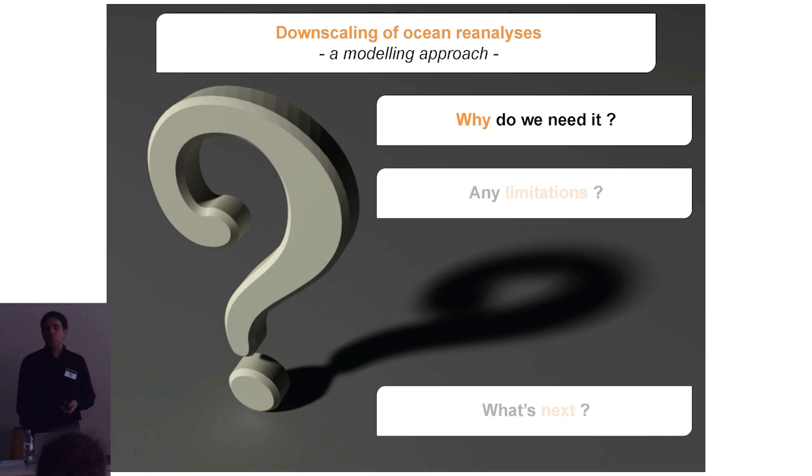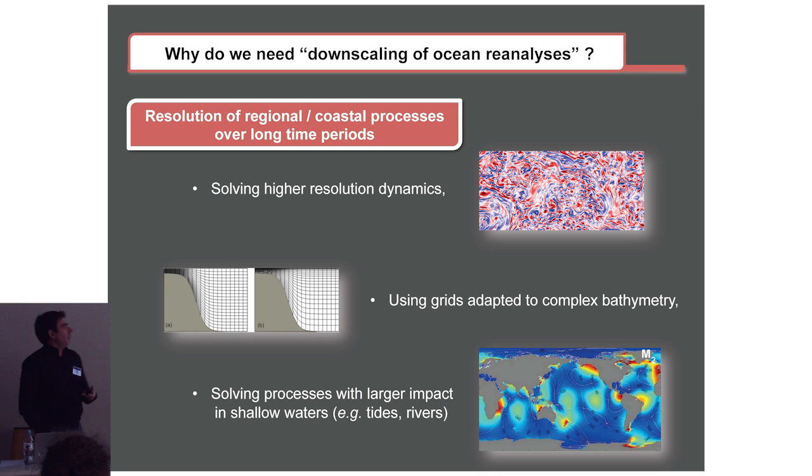Okay, then why do we need to do that? The main idea behind that is that often we need to solve some higher resolution dynamics. Of course, it's not realistic today to solve all the ocean at the same resolution. When you are looking at the bay or the river plume dynamics, or some strong tidal effects, or some internal waves dynamics, you need to solve at higher resolution. This is one of the first reasons why we need to downscale.